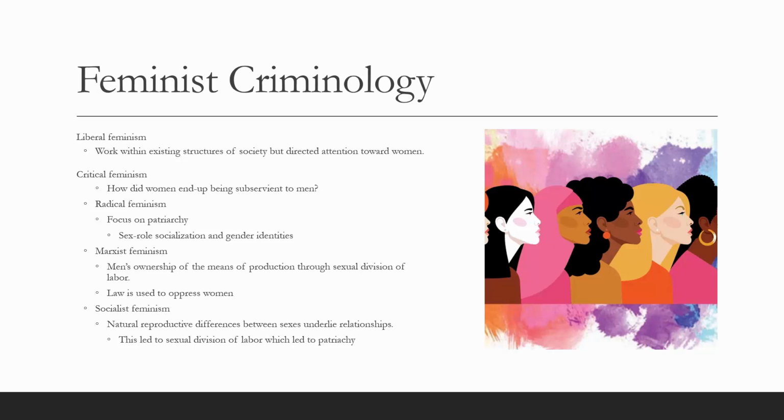Radical feminism focuses on the concept of patriarchy. And frankly, all of the critical ones focus on the concept of patriarchy. But radical feminism says patriarchy came from feudalism, all right? And this is how social relations were during feudalism, where there were certain sex roles that were socialized and became ingrained in society, where men dominate women.